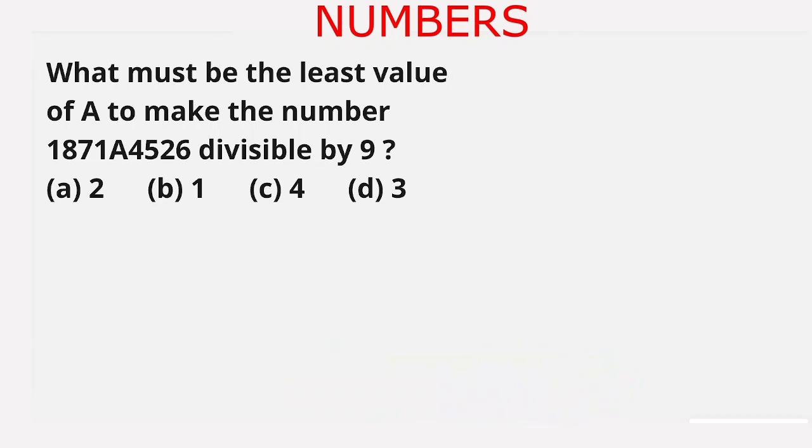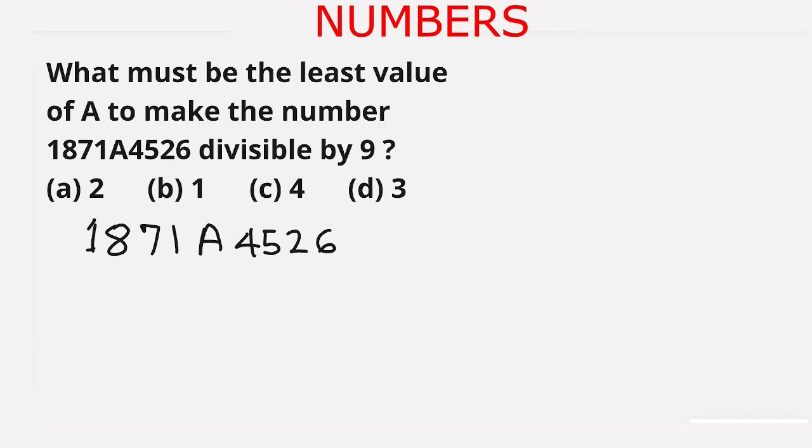As we know, the divisibility rule of 9 is that if the sum of all the digits of a given number is divisible by 9, then the number is divisible by 9. Here we take the sum of the number. First we write the number 1871A4526. Now I am giving you the easy method of solving it.